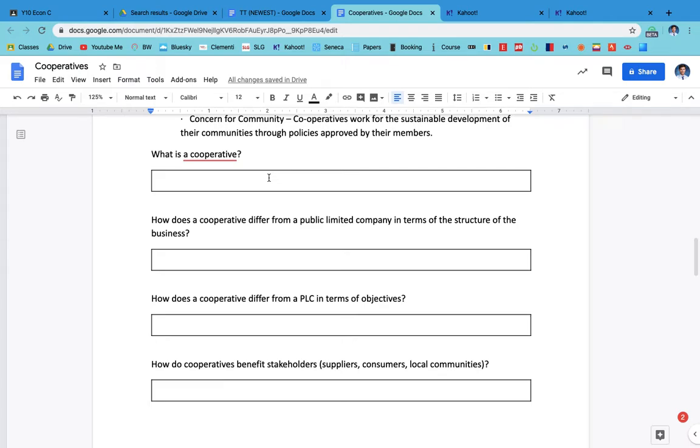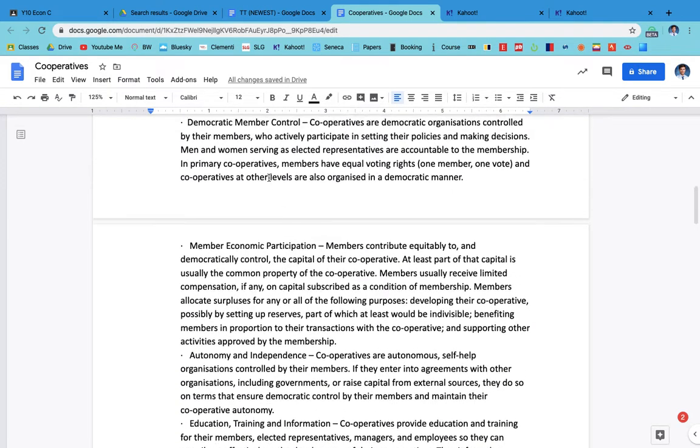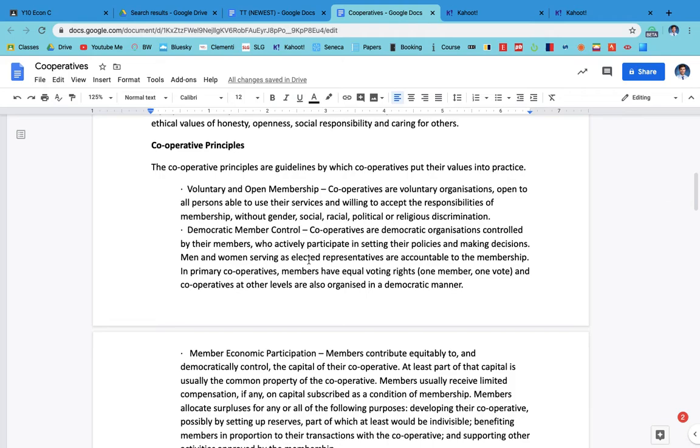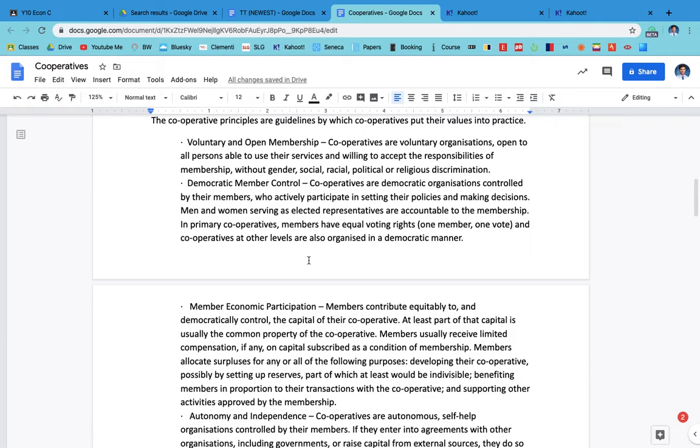They're not giving it away, it's not a charity, remember, but they're much more rooted in the community and helping society. Okay, so if you have a look at some of their key principles, it's that anybody can be a member. So you don't have shareholders. Anybody can be a member of a cooperative, and then you get a vote.